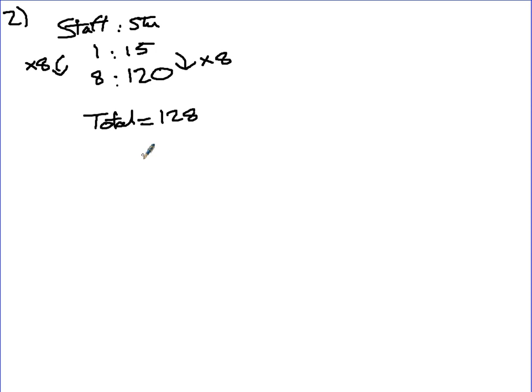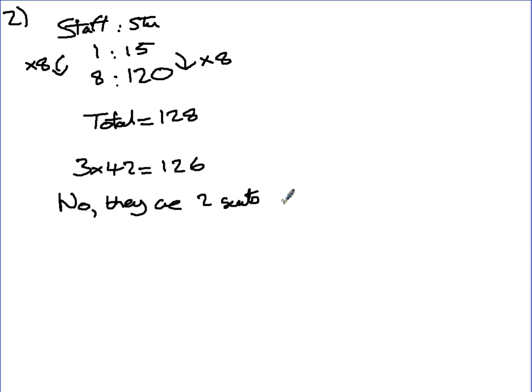Is there enough seats for all the students and staff? So she's booked 3 coaches. So 3 times 42 is then 126. So no. And why? Because they are 2 seats short.